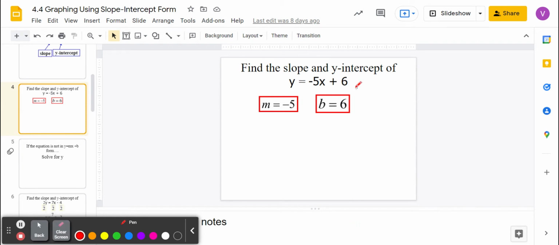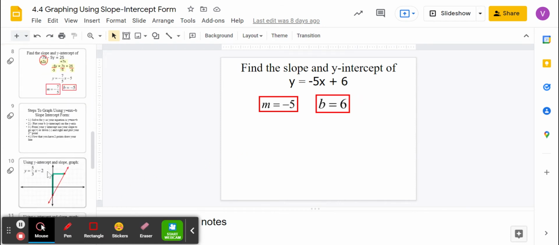So let's look at the first equation. It says find the slope and y-intercept. So we said your slope is multiplying x. So in this case, -5 is going to be your slope. We said the y-intercept is going to be a constant, right? It's either going to be added or subtracted. In this case, it's going to be a +6. So once you have those two things, you're going to be able to graph a line.